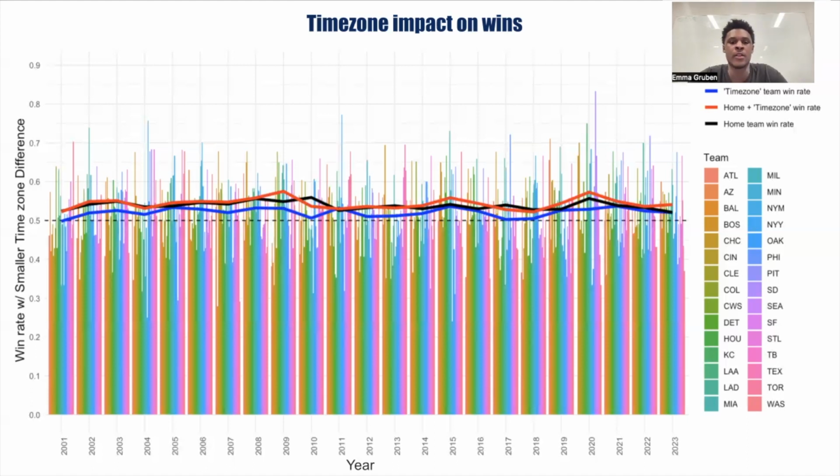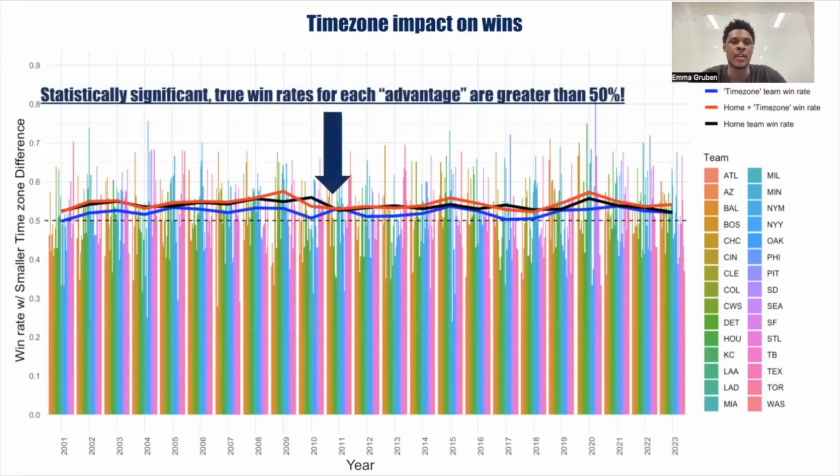The red and black lines remain clearly over the 50% mark throughout the entire season, but the blue line appears to be dipping into it just a little bit. I conducted a hypothesis test, and all 3 lines actually had statistical significance, and a true win rate for each advantage was greater than 50%.